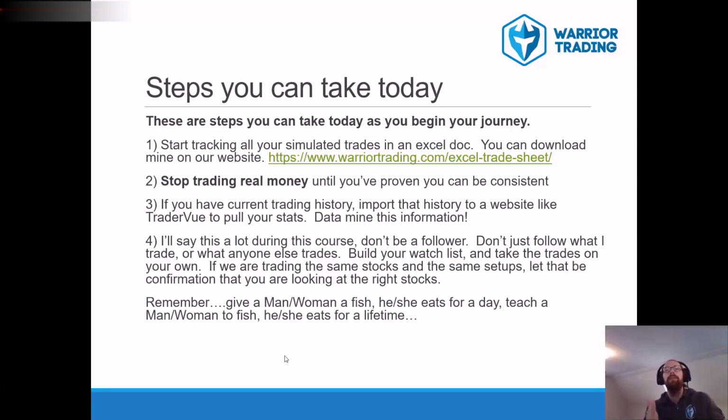Show them with your paper trading statistics that you have a profitable strategy. Now, if you have a current trading history, you can import that trade history to a website like TraderView to pull your stats. And you want to data mine that information. You want to know your metrics.